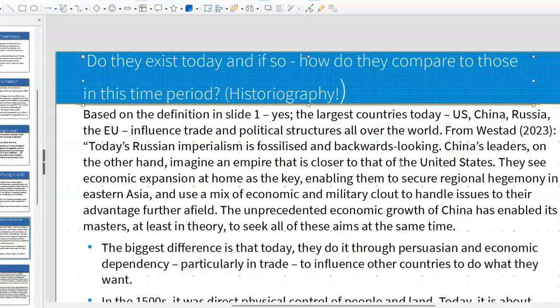China's leaders, on the other hand, imagine an empire that is closer to that of the United States, thus, in that sentence alone, acknowledging that China and the U.S. both are imperial structures. They see economic expansion at home as the key, enabling them to secure regional hegemony in Eastern Asia and use a mix of economic and military clout to handle their issues to their advantage further afield. The unprecedented economic growth of China has enabled its masters, at least in theory, to seek all of these aims at the same time. If you read farther into that paragraph, that is comparable to how he argues that the U.S. is doing it also.